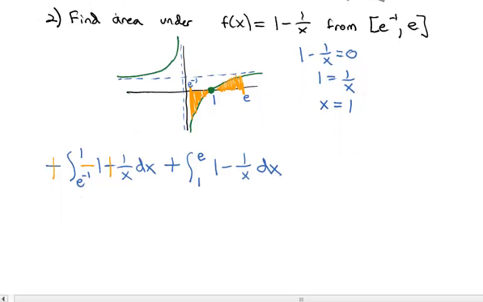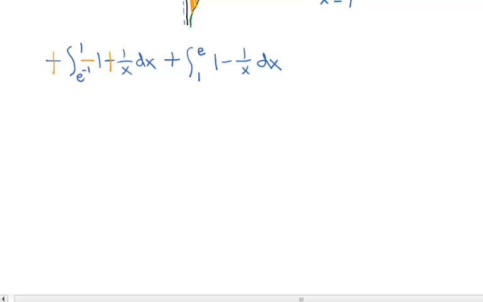Now we're ready to find that area. Antiderivative of negative 1 is negative x. The antiderivative of 1 over x is the natural log of x. And we're going to integrate that from e to the negative 1 to 1. Plus, the integral of 1 is x, minus 1 over x is the natural log of x, and we're going to integrate that from 1 to e.